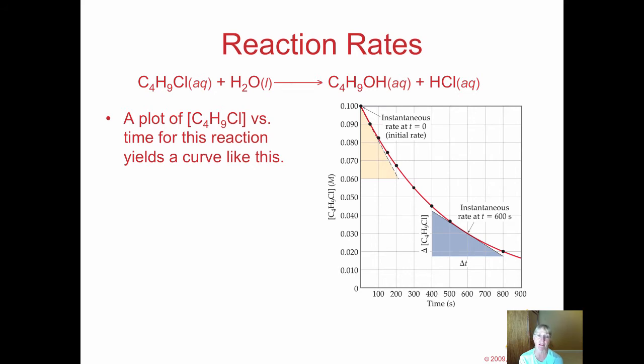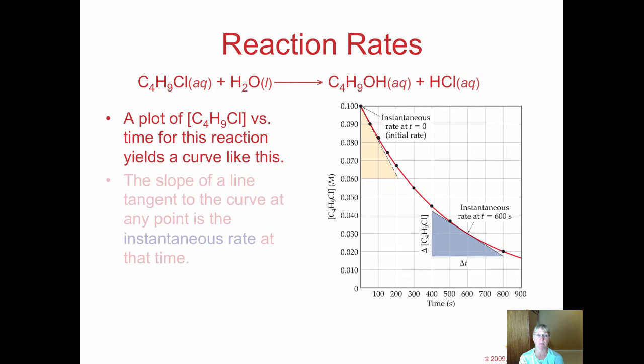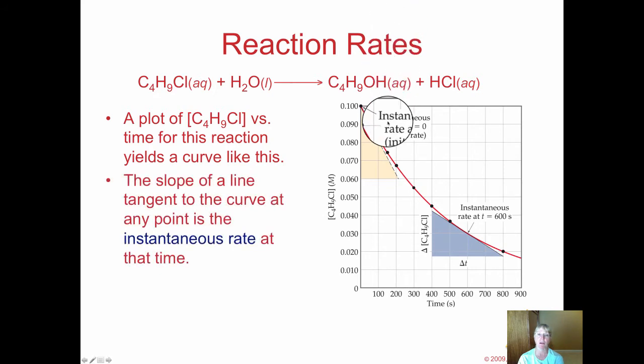Time is measured on the horizontal axis, and the change in concentration of that reactant, butyl chloride, on the vertical axis. Notice that the rate at the beginning, which can be measured by taking the tangent to the curve at any point, so the instantaneous rate right here would be a tangent to the curve, that is pretty steep. You let some time go by. Now we find another instantaneous rate at 600 seconds, right about there.